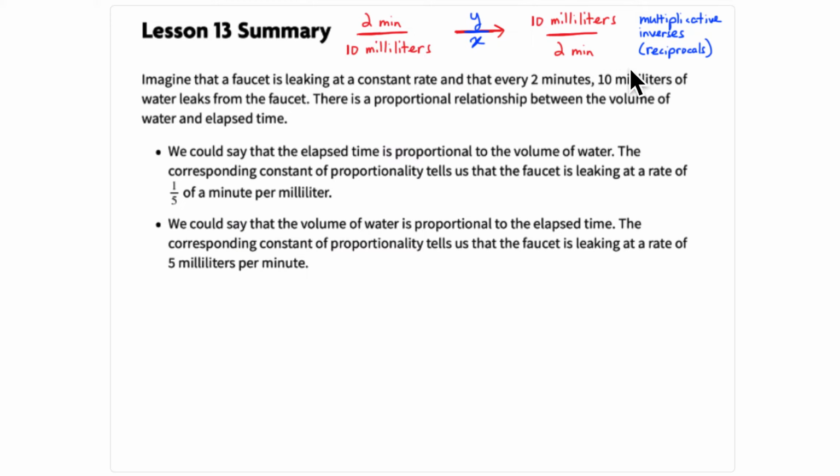Or you can look at the reciprocal relationship, which is 10 milliliters per 2 minutes, and eventually you're going to want to figure out how many milliliters for 1 minute. You always want to get the denominator to 1, and that's going to tell you what the constant of proportionality is for 1 unit. So 1 unit takes, in this case, how many milliliters? 1 unit, in this case, takes how many minutes? So 1 unit is 1 milliliter, 1 unit is 1 minute.